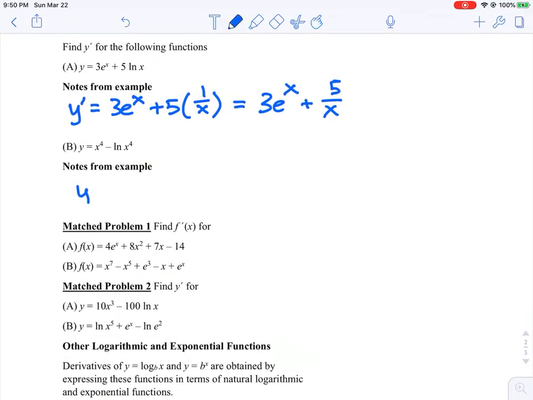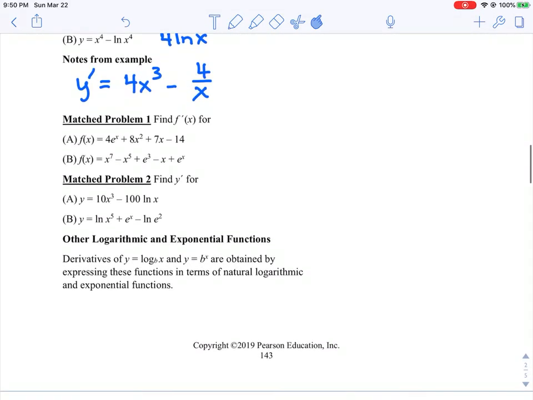In the second example, find the derivative. X to the fourth is 4x to the third. To find the derivative of the natural log of x to the fourth, you need to recall that we can write this as 4 natural log of x using our exponential properties. So this would be derivative 4 over x. So you have some examples there to try and answer the questions before you can continue.